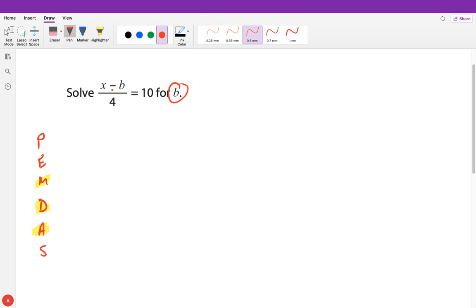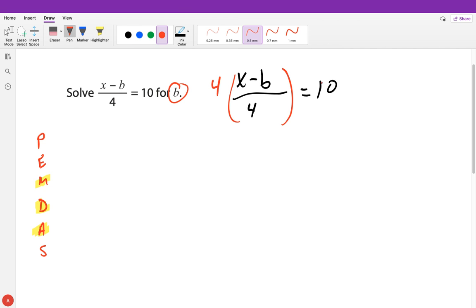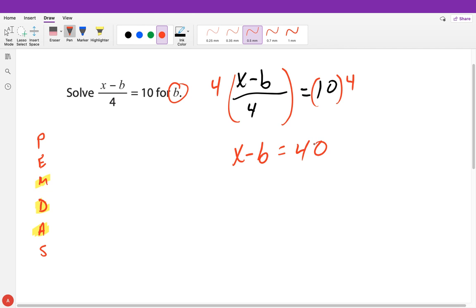So since this x minus b is in our numerator, that's actually considered a parentheses. So even though normally we would get rid of addition before we would get rid of division, since this is actually a parentheses, we need to get rid of this division first. So we need to get rid of that divided by 4. And to get rid of division, we know it's multiplication. So I'm going to go ahead and multiply both sides by 4. So now I get x minus b is equal to 40.